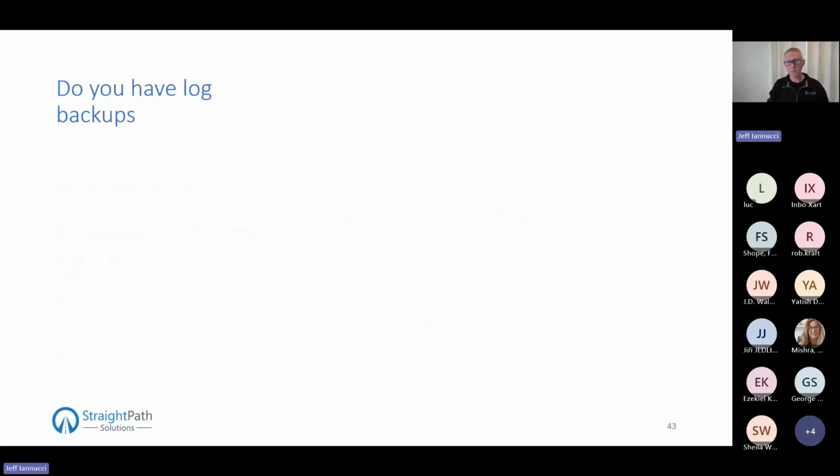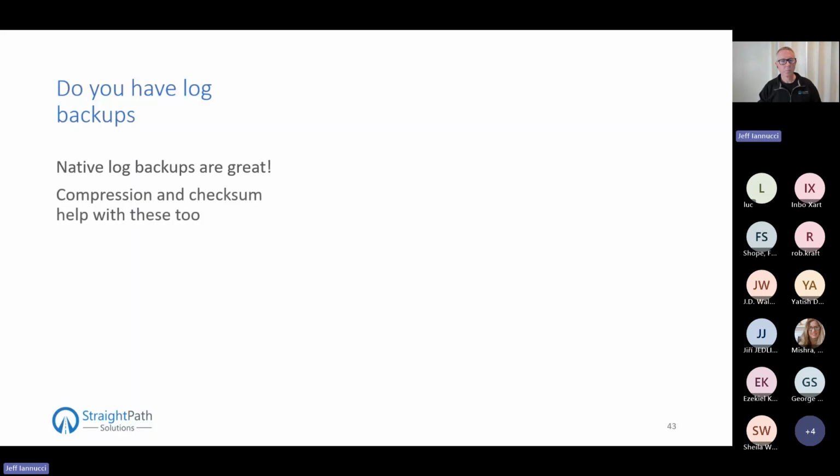We also want to talk about log backups, because you're not taking full backups all the time, but you are probably taking log backups. Again, native log backups are great to get to a point in time recovery. Even if it's not ransomware, say I know I had a data failure at 12:44 on Thursday. I need to restore everything up to that point. You can do that with a log backup. Again, compression and checksum options are included with these as well.